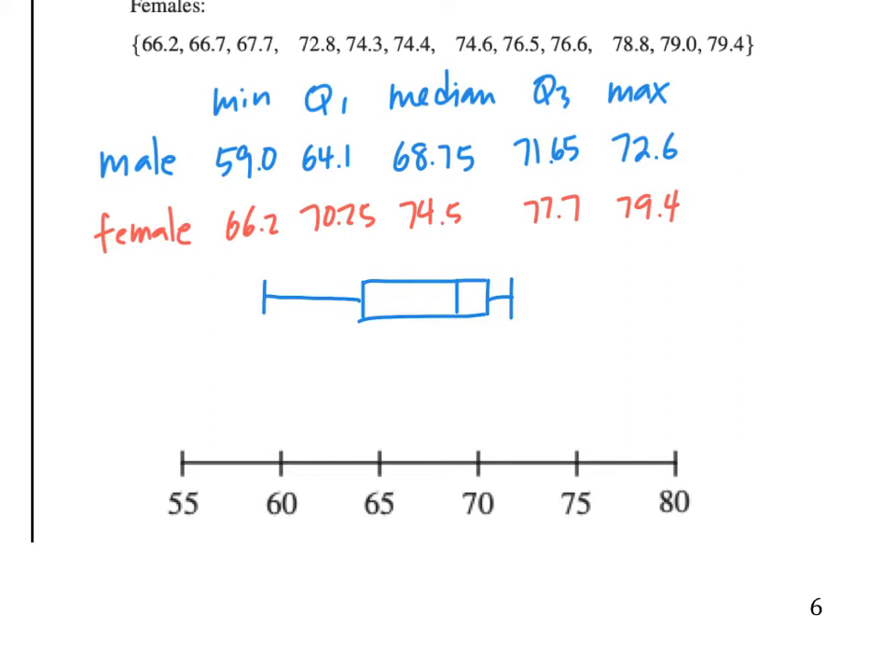Okay, now let's do it for the female. The smallest number is 66.2. And then the second number, Q1, is 70.25.